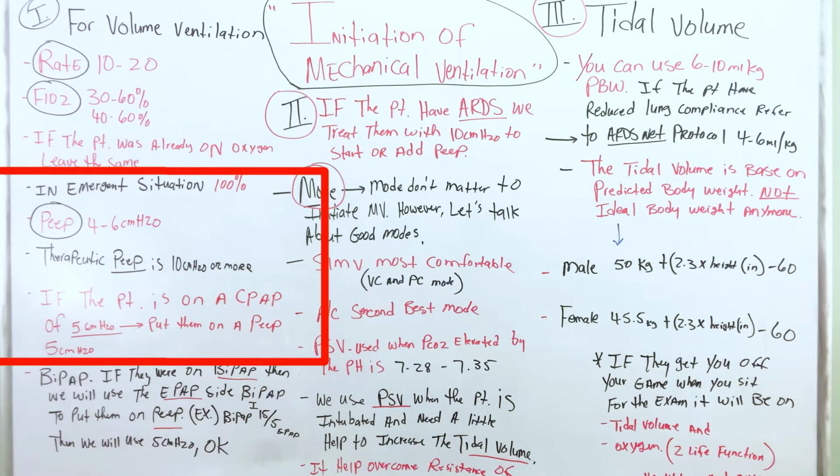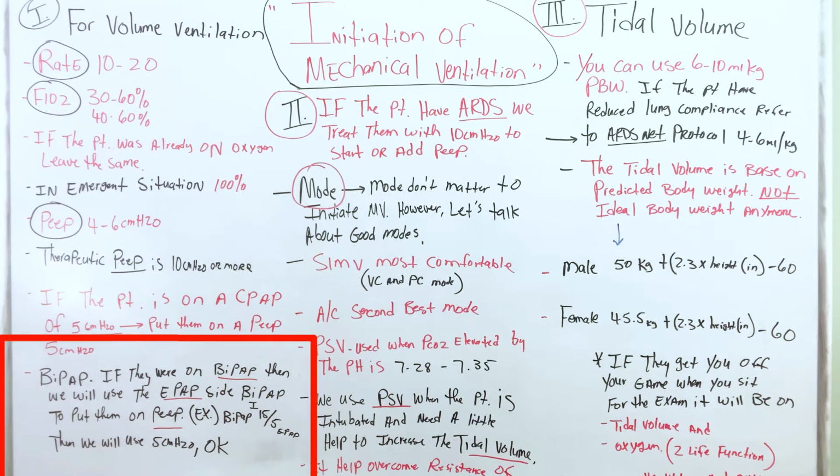If a patient is on a CPAP of 5, put them on a PEEP of 5, very simply, just to have some kind of rules and guidelines. If they were on BiPAP, then we would use the EPAP side of BiPAP to set the PEEP. For example, if they're on a BiPAP of 15/5, the 5 would be the EPAP side. Then we would use 5 if we put them on the ventilator and put them on PEEP, because they were already on an IPAP of 15 and an EPAP of 5. So we'll put them on 5.